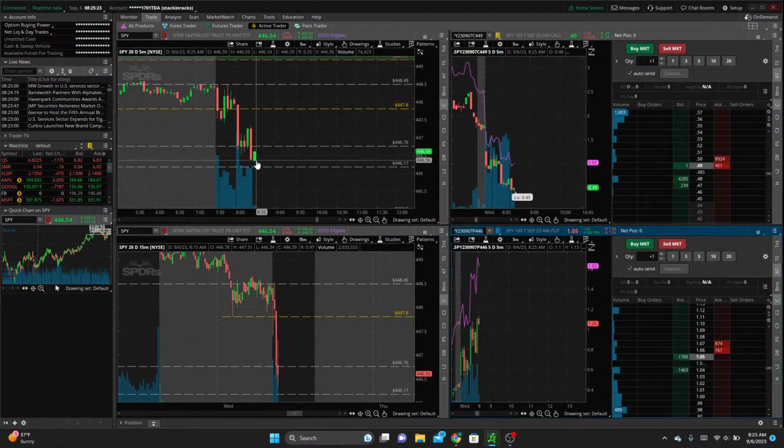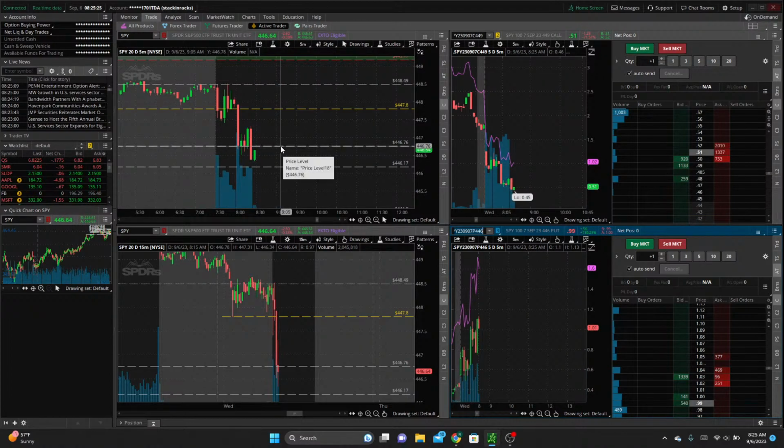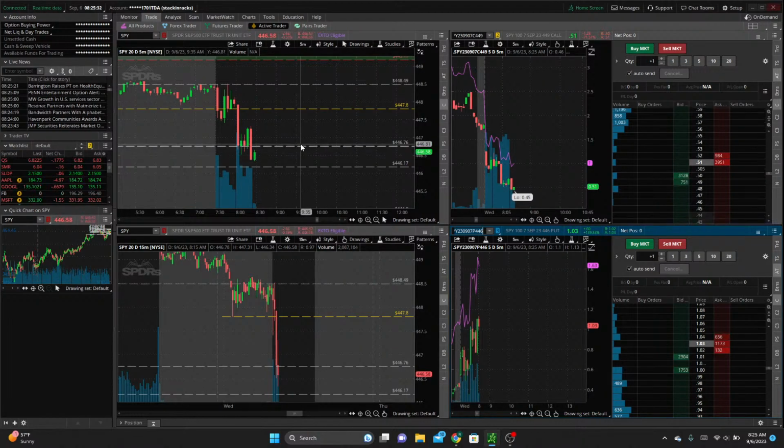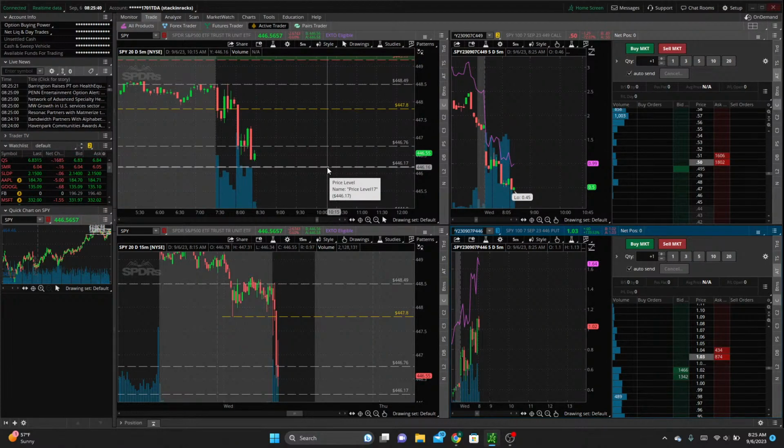So we did get that close below. We are pushing up to retest this level. I am going to play it really safe. But if I see an entry, I might take a put on the retest of this for continuation down to that 446.17.